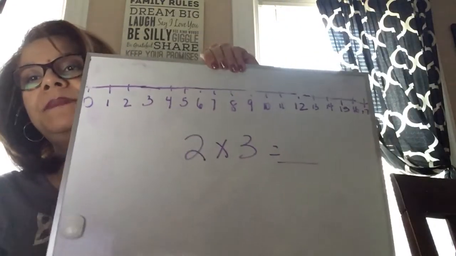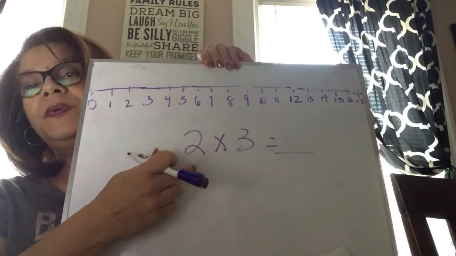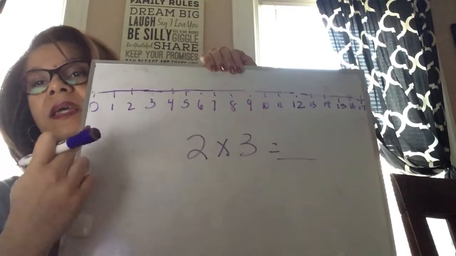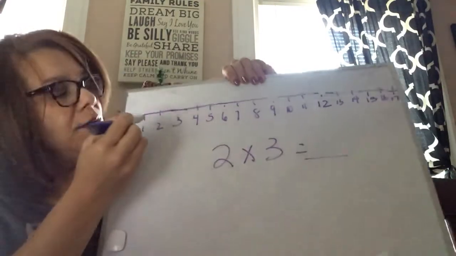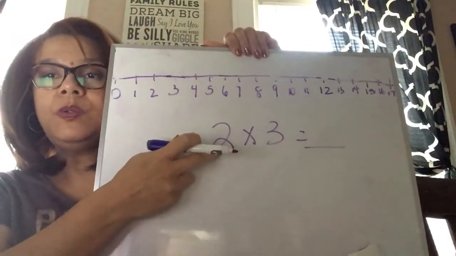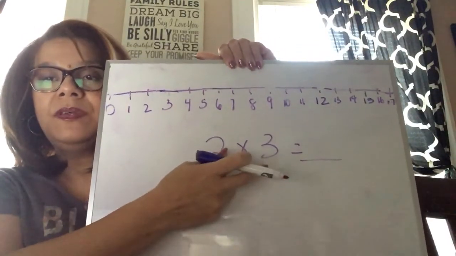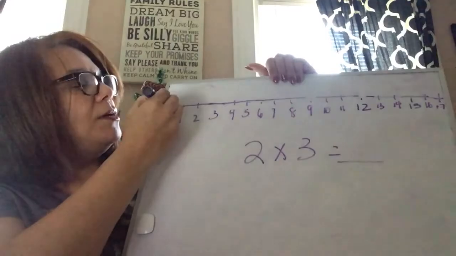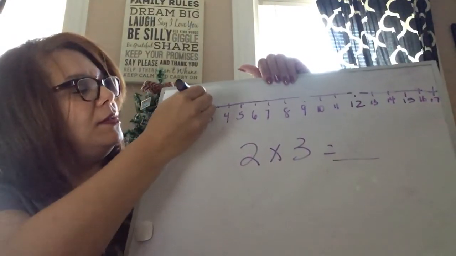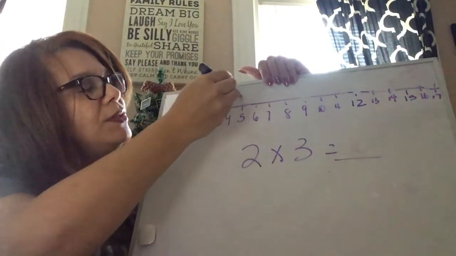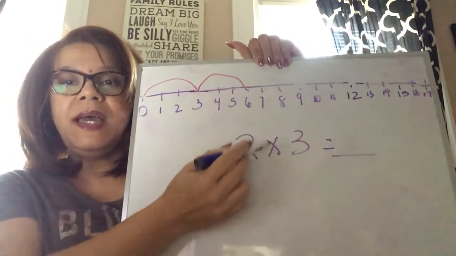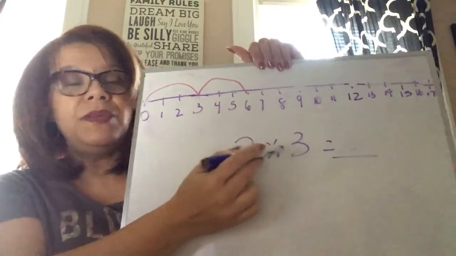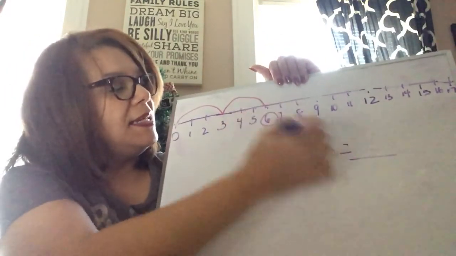Okay, so here we have 2 times 3. 2 is the number of hops. 3 is the space in between. So we're going to start here. How many hops are we doing? 2 hops. 2 hops of 3. Start at 0, 1, 2, 3. From 3, go 3 more. 1, 2, 3. How many hops is that? 2. 2 times 3 is, we landed at 6.